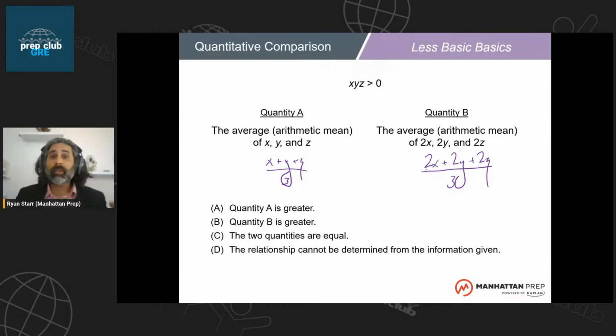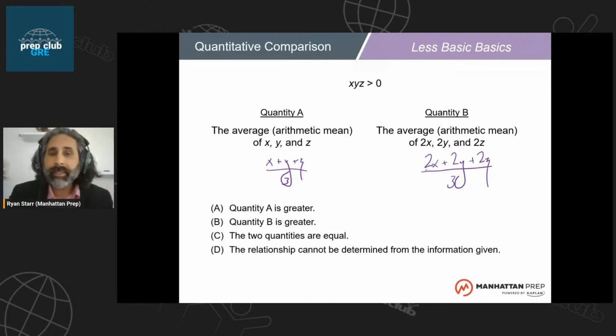And they often work really well in conjunction with each other. A bit of algebra to clean it up, a bit of logic about whatever you've gotten as the result, right? Testing cases should be used after algebra and/or logic has its say, right? When you're testing cases, you're trying to push for an answer of D. You're trying to show that you can get two different relationships.